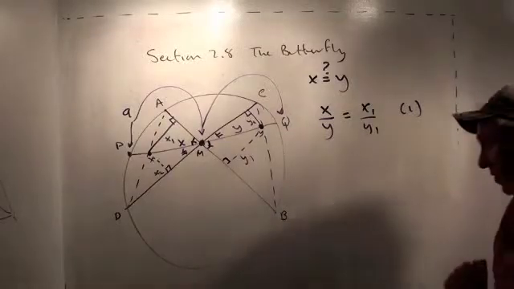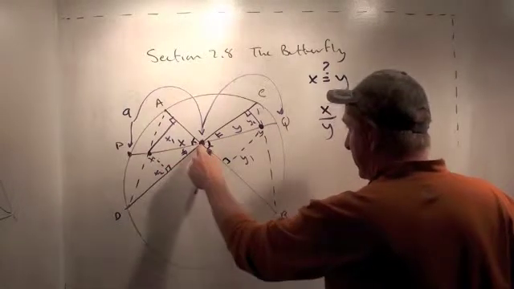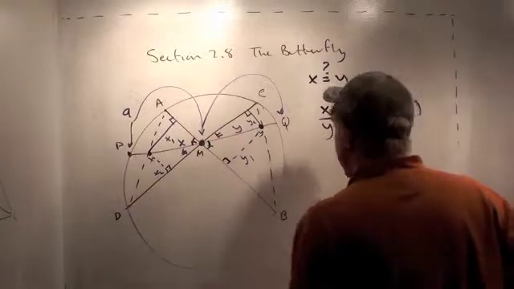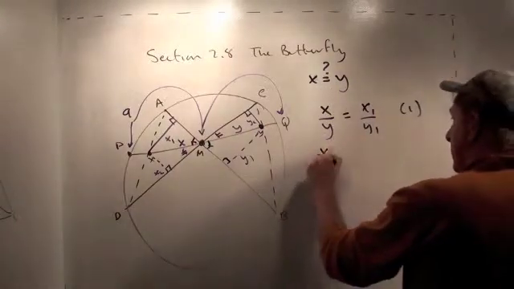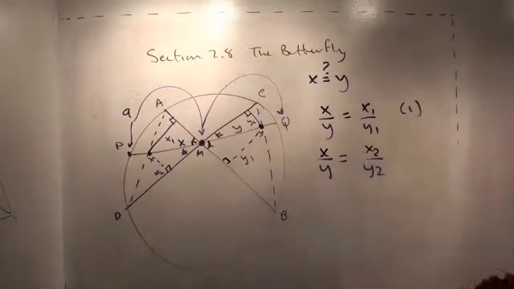Now, from these other triangles, we have two other similar triangles, x down to x2 up to M, and y down to y2 down to M. And that tells us that x over y equals x2 over y2. Also, exact same reasoning. Okay, so x over y equals x1 over y1, and x over y equals x2 over y2.